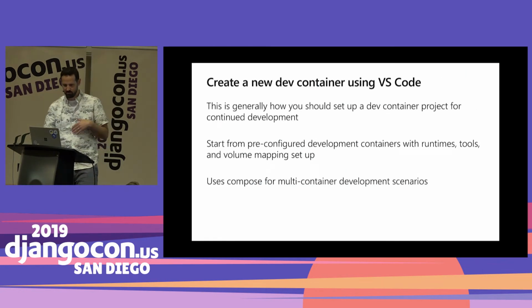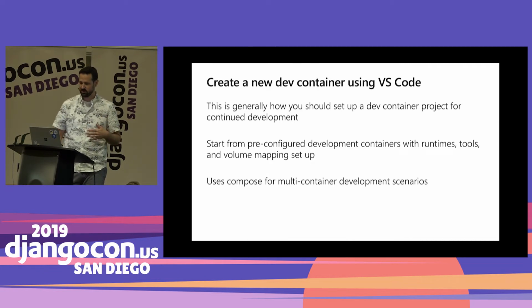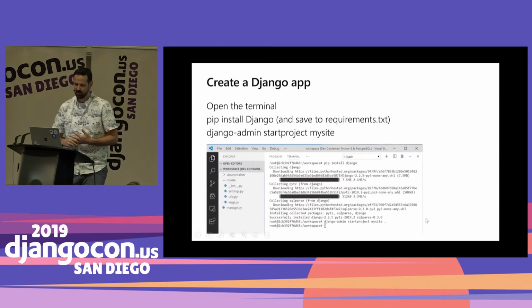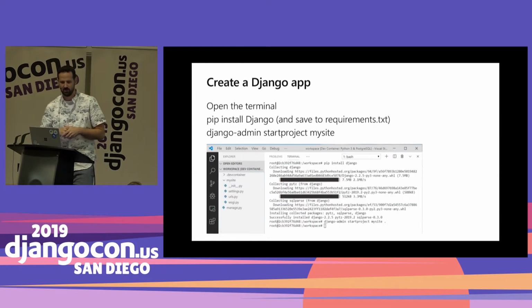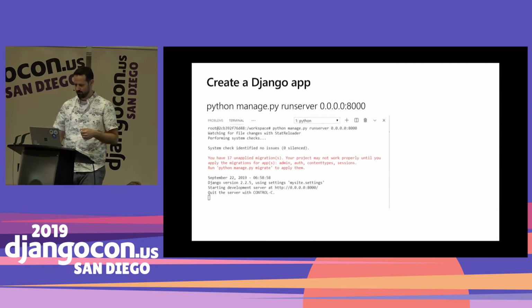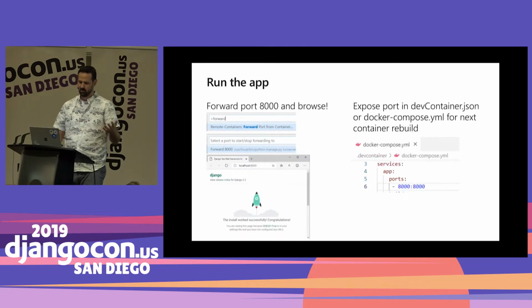Okay, so just a quick recap of where we are so far. We created a new dev container using VS Code, and we did that by running the add development container configuration files command. We selected a pre-existing Python 3 and Postgres container. And then we used the Django admin command to start a new site. And we ran it on the local IP address, and then set up port forwarding. And I didn't cover this, but one thing that I did add to the Docker Compose file is to set up that port forwarding automatically, just by adding this list of ports here, so that every time I open the container, those ports are always exposed.